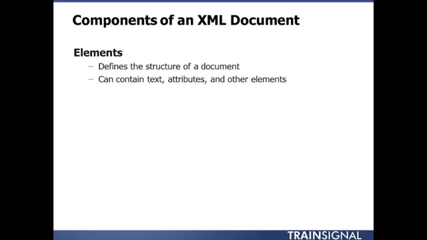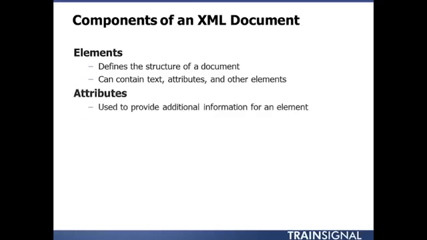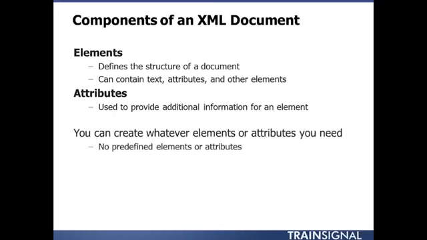Now, elements could contain text, could contain attributes, and could even contain additional elements. On the flip side, attributes are going to allow us to further describe an element. Now, the one big thing about an attribute is that an attribute is only allowed to have text data. One of the great things about XML is the fact that you can create any element and any attribute that you might want. So that way you can use this to format your data in any structure, any format that's going to be needed for your application.